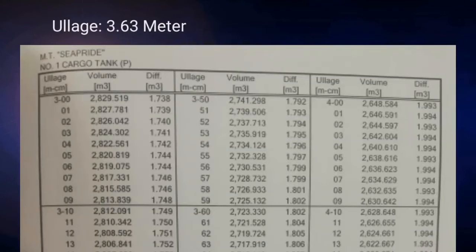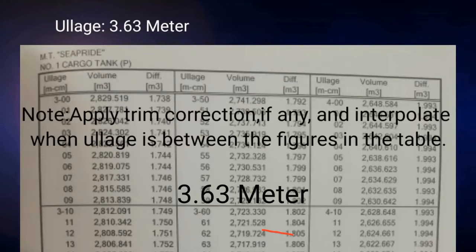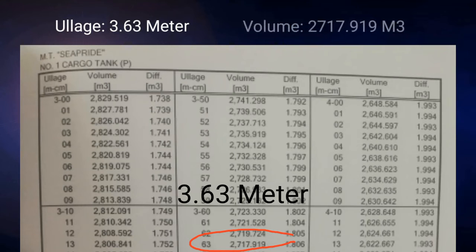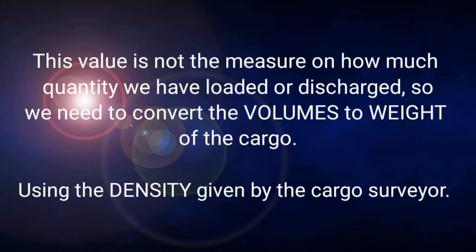Let's take a look at this example. We have 3.6 meter ullage in 1 port cargo tank at the observed temperature of 57 degrees Celsius, and this corresponds to a volume of 2717.919 cubic meters. This value is not the measure of how much quantity we have loaded or discharged, so we need to convert the volumes to weight of the cargo using the density given by the cargo surveyor.